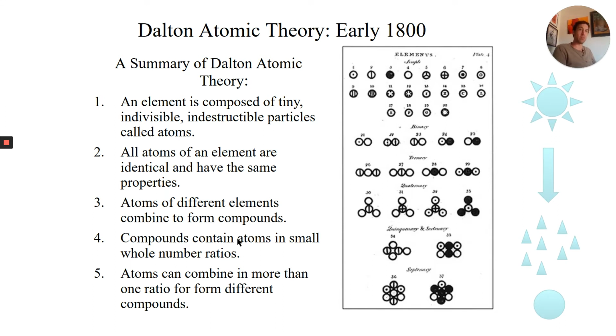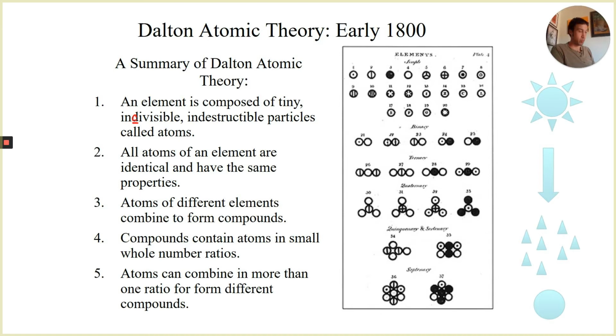So in Dalton's approach, he came up with 5 principles. It started with that an element was a tiny indivisible, not invisible for the record, there's a D in that word, indivisible, meaning it doesn't divide, and indestructible particles called atoms. That was his theory. All atoms of an individual element are identical and have the exact same properties, because when he pulled from any different source and put those compounds together, you got the same results. Atoms of different elements combine to form compounds.